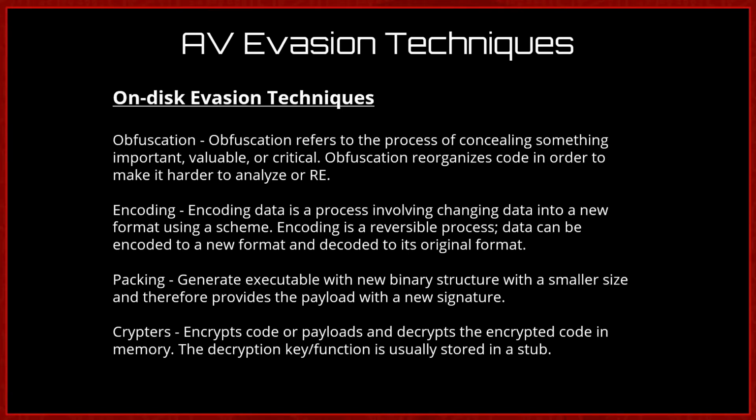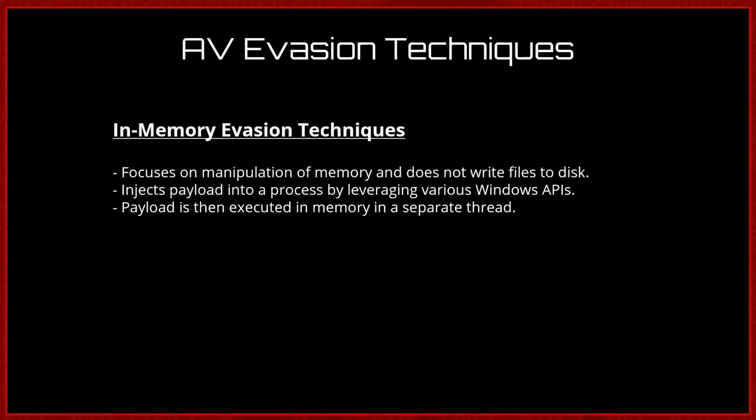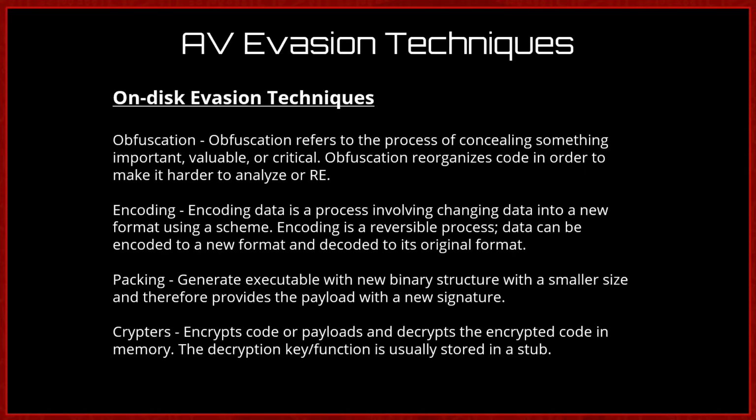Now when it comes down to antivirus evasion techniques, there are basically two types of evasion techniques. You have on-disk evasion techniques and in-memory evasion techniques. Now when we talk about on-disk evasion techniques, we're essentially trying to bypass antiviruses through executing code or a payload that's stored on disk, right? So the execution and essentially the file and the code remains on disk.